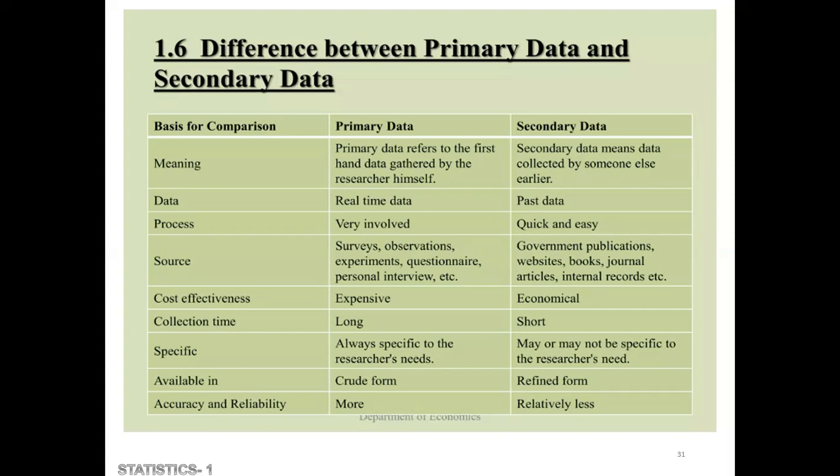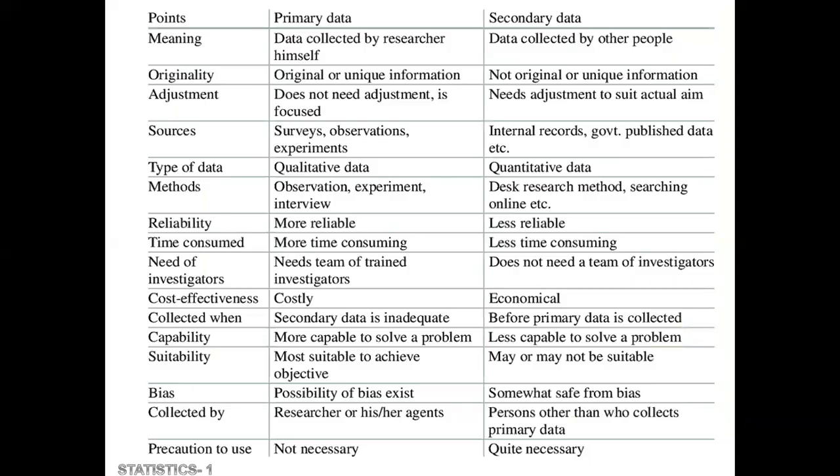Primary data is available in a crude form, whereas secondary data is in refined form, because many people will be using that data and they are going to refine it. Coming to accuracy and reliability, primary data is more reliable, whereas secondary data is less reliable. For example, data available on Wikipedia is secondary data. Somebody has put the data on Wikipedia, so the reliability of this source of information may not be very accurate. These are other differences between primary and secondary data.